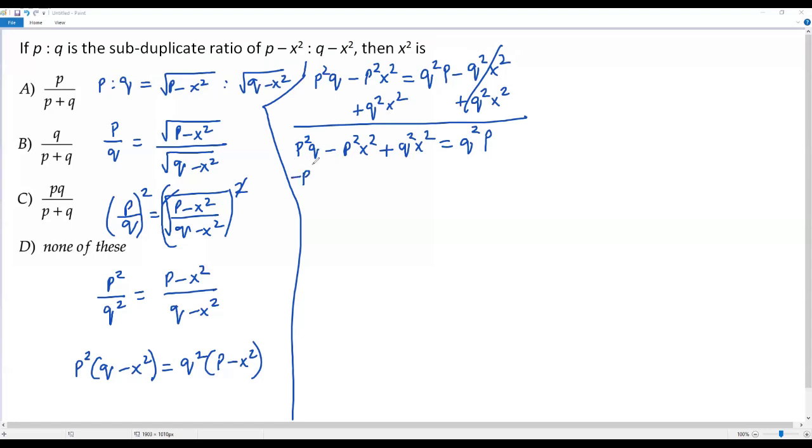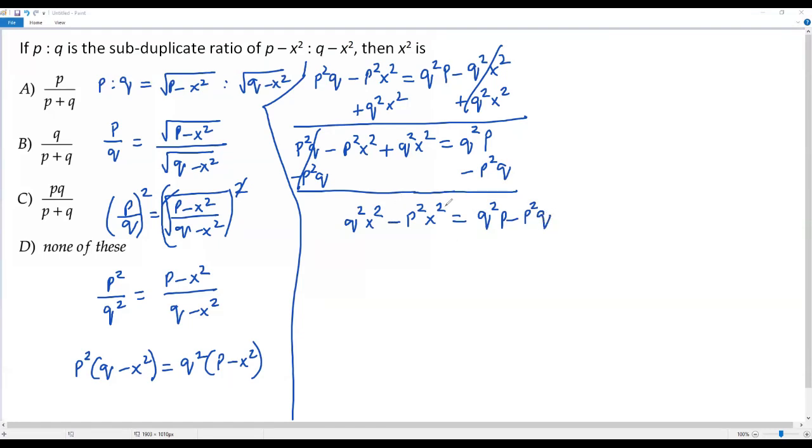For that, we have to subtract p square q from both sides. Let me do it. When I subtract p square q from both sides, this one will cancel, the positive value and negative value. Also in these two terms, we can write the term which contains the positive sign first, and I'm getting q square times x square. Then we can write this one, negative p square times x square. On the right side, we have q square p negative p square q.